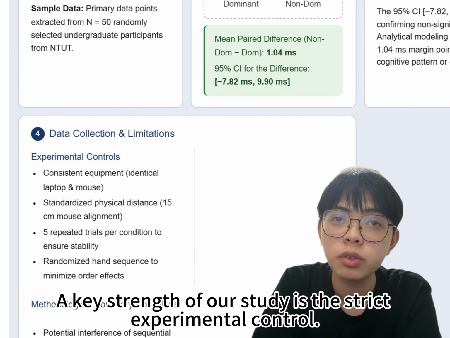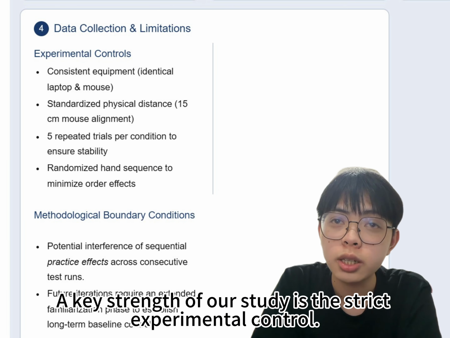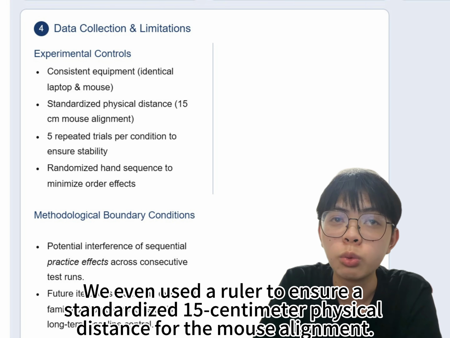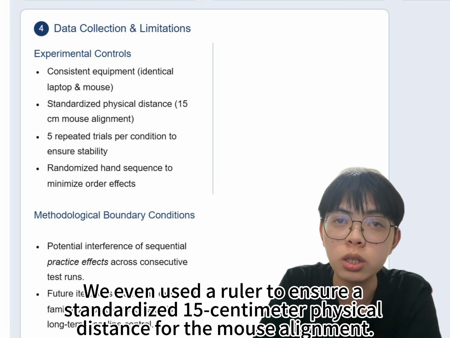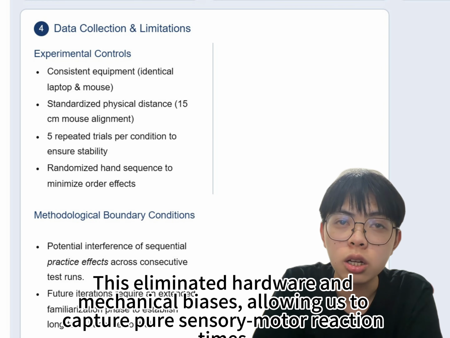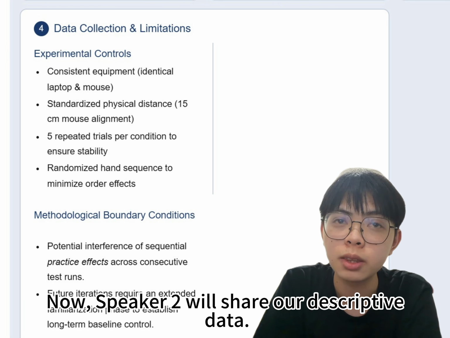A key strength of our study is the strict experimental control. To ensure high data reliability, we used identical laptops and mice for everyone. We even used a ruler to ensure a standardized 50 cm physical distance for the mouse alignment. This alignment hardware was a mechanical basis allowing us to capture pure sensory motor reaction times. Now, Speaker 2 will share our descriptive data.